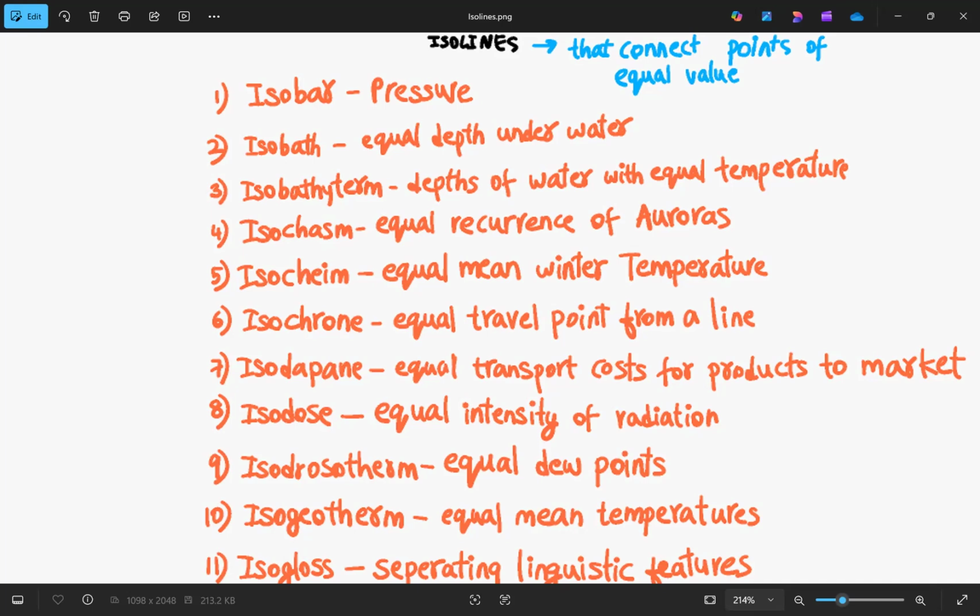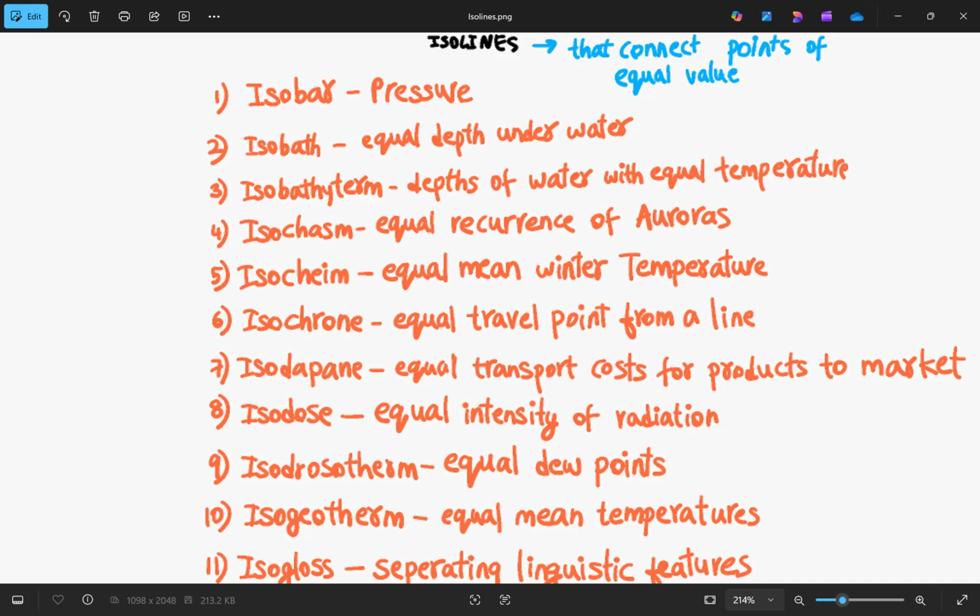And the next one is isochasm. What does an isochasm measure? It measures equal recurrence of auroras. So what is an aurora? We know the northern lights, and we have two types, aurora australis and aurora borealis. So isochasm measures equal recurrence of auroras. Chashma: if we wear spectacles, we can clearly see auroras. So with chashma, we can see auroras clearly. So isochasm for equal recurrence of auroras.